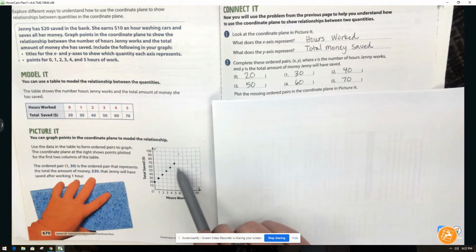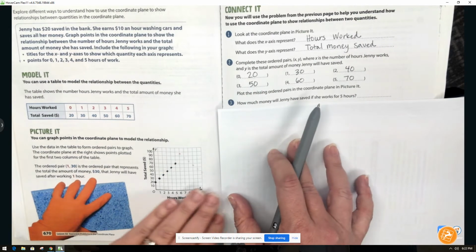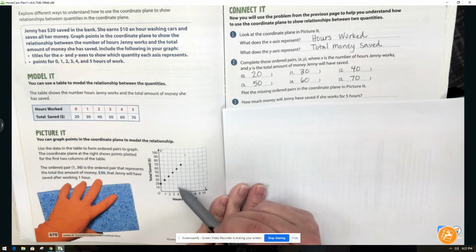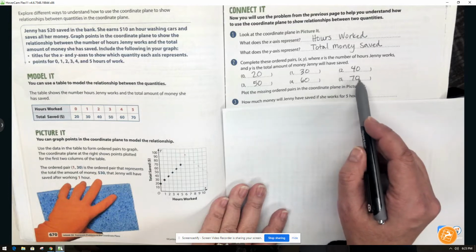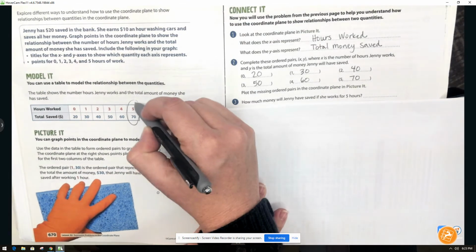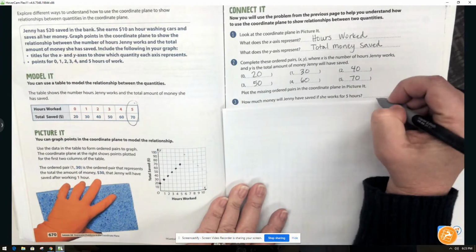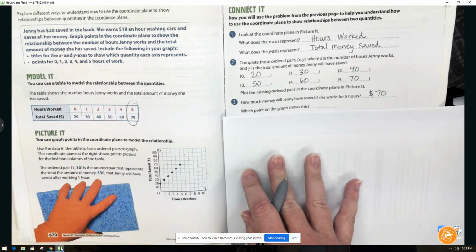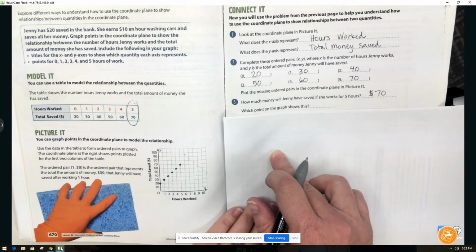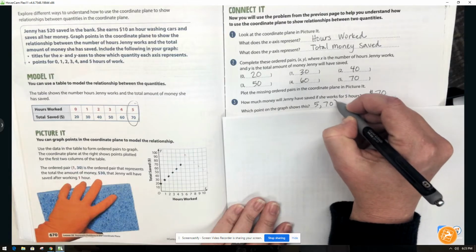So then I already did it. I jumped the gun. Sorry about that, guys. But we went ahead and plotted those original ordered pairs on Picture It. So how much money will Jenny have saved if she works for 5 hours? If she works for 5 hours, she'll have $70. There are 3 different ways to find out the answer to that: she will have $70. So which point on the graph shows us that she's going to have $70? Well, I already showed you. It is 5, 70.